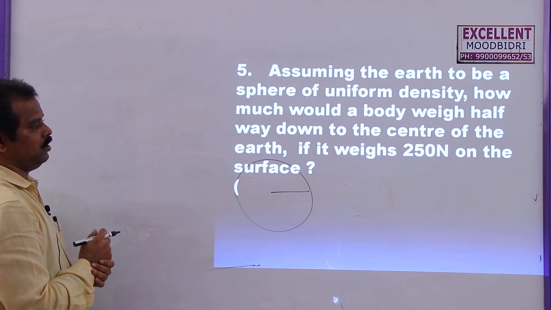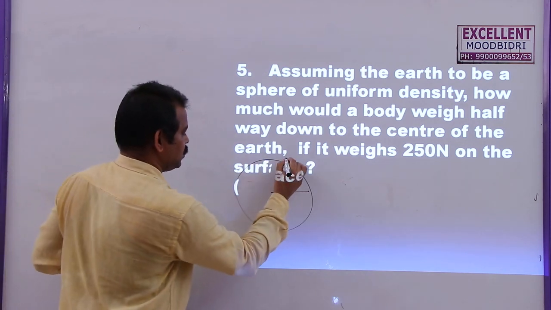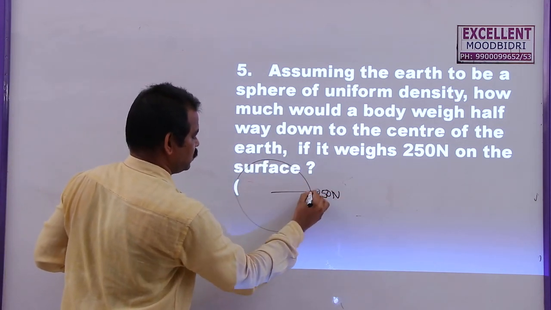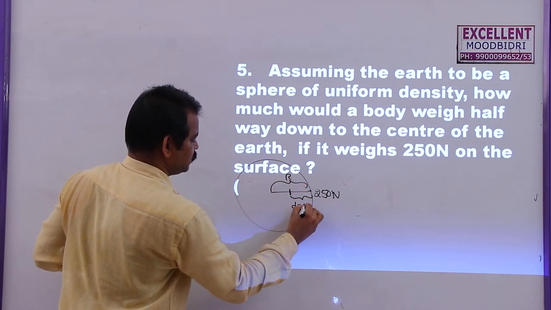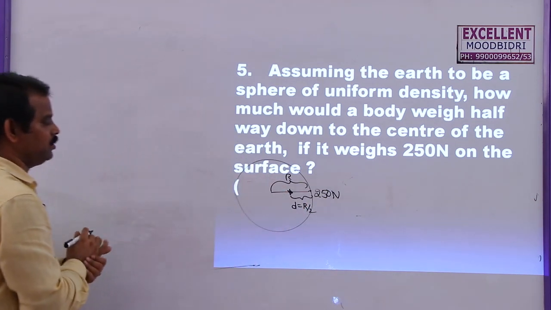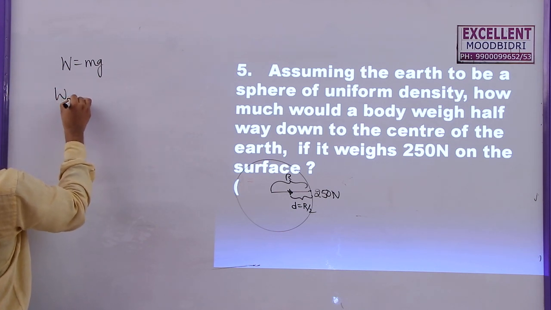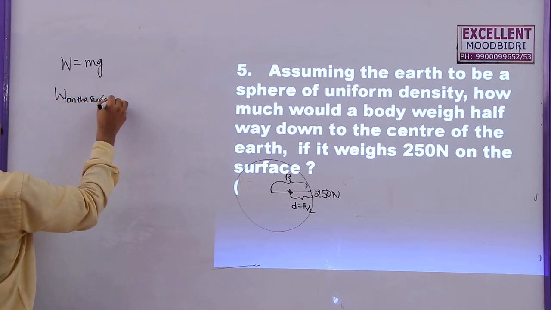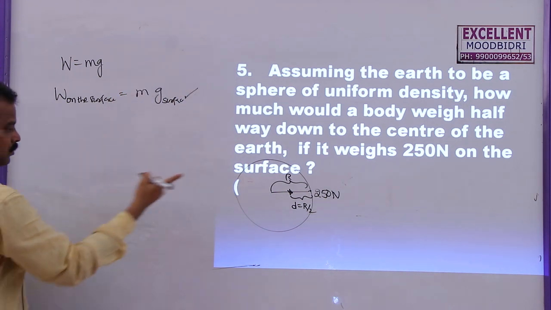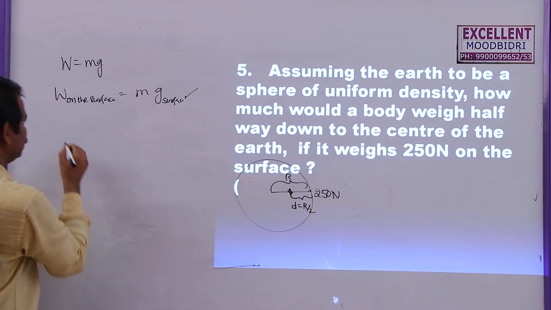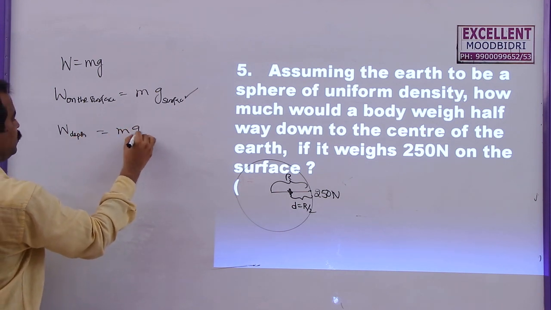How much would a body weigh halfway down to the center of the earth if it weighs 250 newtons on the surface? On the surface of earth it was 250 newtons. Halfway down, this is the radius r, so the depth is equal to r by 2. What is the weight here? The weight of the body on the surface of earth is given by m into g on the surface. Now, if you take this point, then the weight at some depth is given by m into g at that depth.